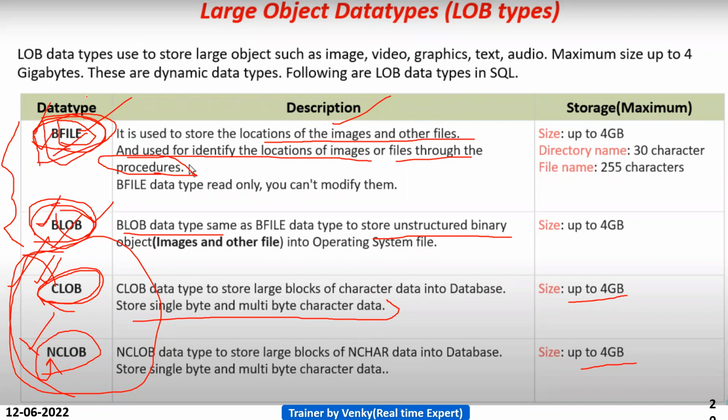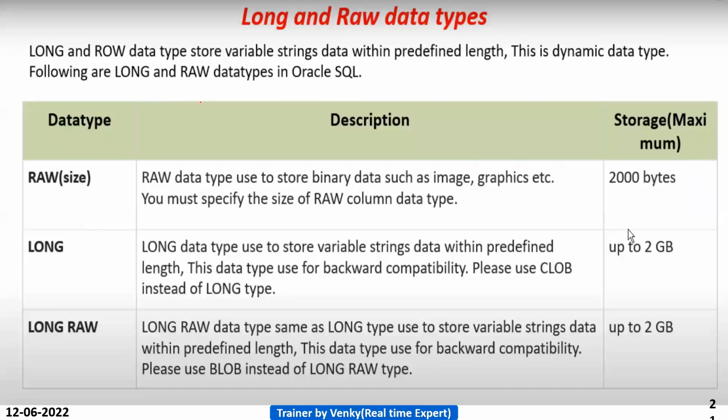So it's very simple. CLOB is a character large object. If you want to store character data or string data of more than 4,000 bytes, then you have to choose CLOB. Next, LONG and RAW data types.